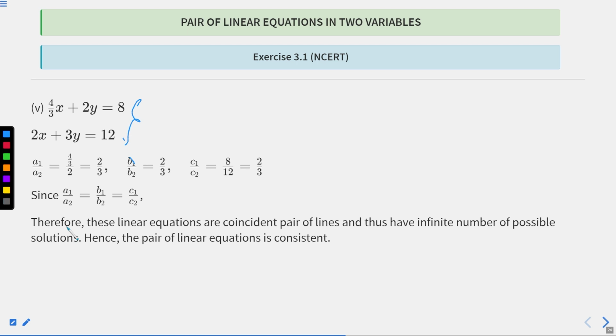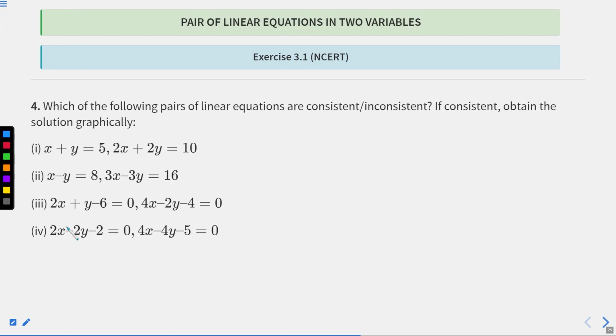Since a1 by a2 is equal to b1 by b2 and this is equal to c1 by c2, therefore these linear equations are a coincident pair of lines and thus have an infinite number of possible solutions. Hence the pair of linear equations is consistent. Now let us move to question number 4.